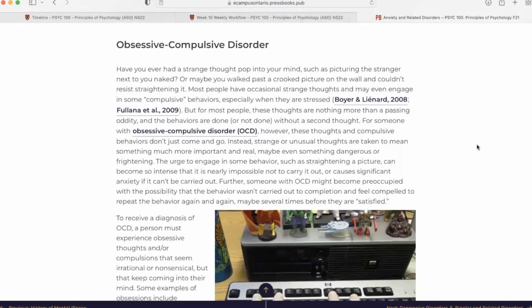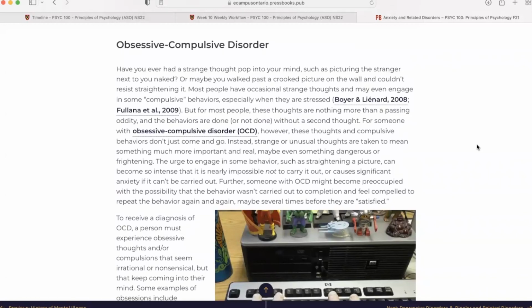Next is obsessive compulsive disorder. Have you ever had a strange thought pop into your mind, such as picturing the stranger next to you naked? Or maybe you walked past a crooked picture on the wall and couldn't resist straightening it. Most people have occasional strange thoughts and may even engage in some compulsive behaviors, especially when they're stressed.